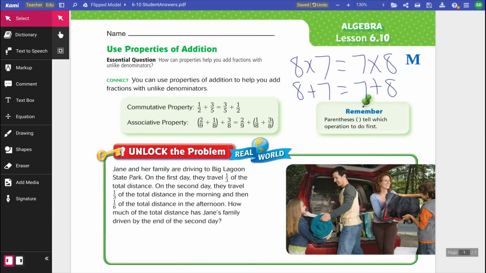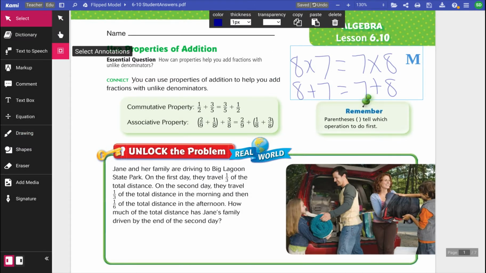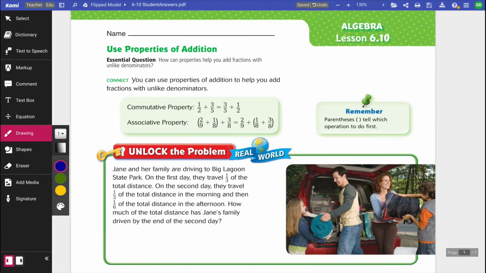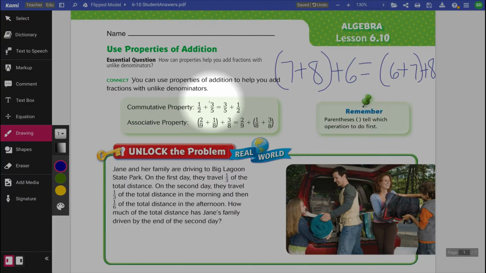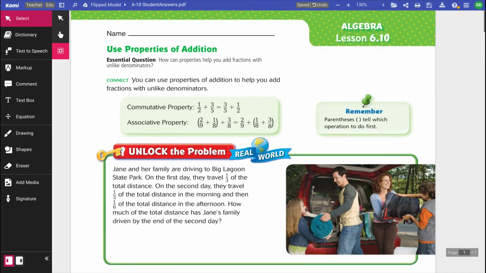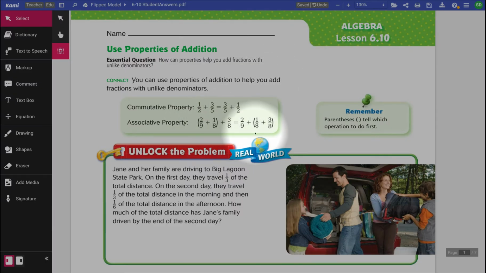Another property we went over this year is called the associative property. That just means the way we group numbers does not matter when we're adding. For example, if I was adding 7 plus 8 first and then adding 6, that's going to be the same as 6 and 7 and then adding 8. So I can group these numbers however I want to, so it's easier for me to add, and that's okay. And we're going to do the same type of work when we deal with fractions.